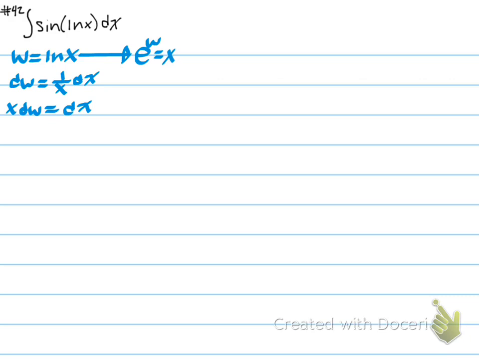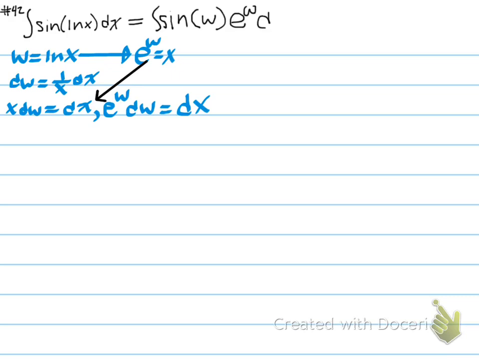What's next? E to the natural log of x? That's just x. We're going to see that in a minute. That's foreshadowing. Then I'm going to take that and stick it in there. Why? Because I'm trying to get the expression entirely in dub. So now that we have all of our dub sub complete, we put it in. So that's going to be the integral of the sine of dub, e to the dub, d dub.